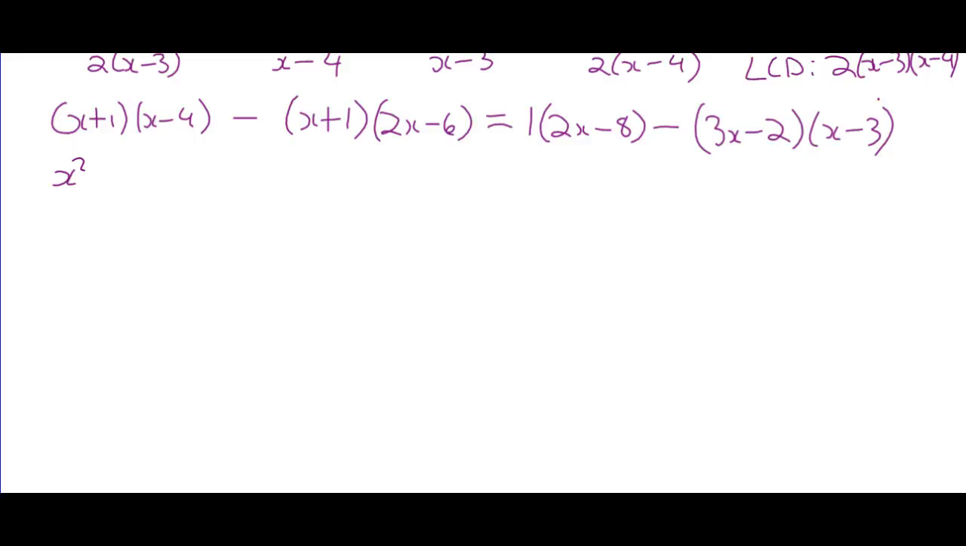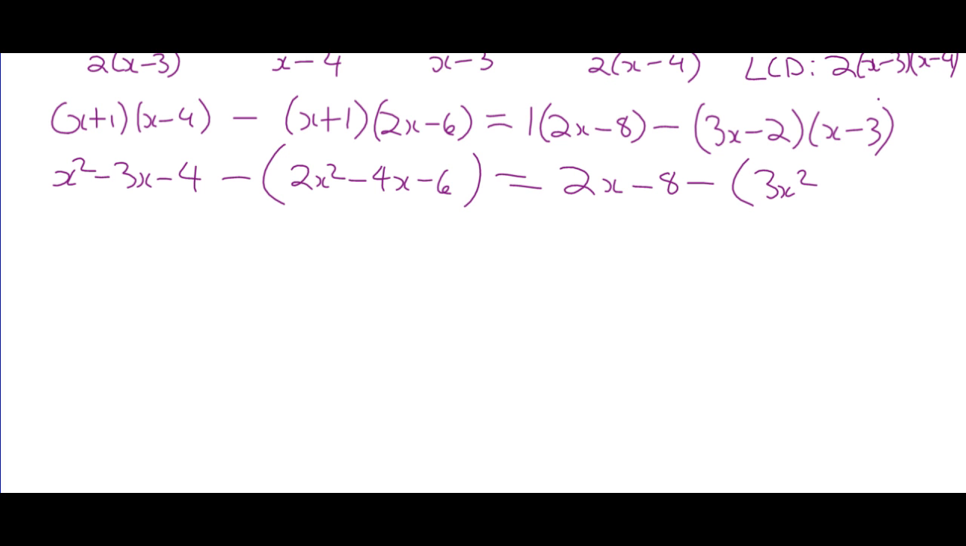So we have x squared minus 3x minus 4 minus 2x squared minus 6x plus 2 minus 4x minus 6. So I'll deal with that minus later. I don't want to do them both at once because I'll mess up if I haven't already. And I got 2x minus 8. Minus, and again, I'll do the same thing here. So 3x squared minus 9 minus 2 is minus 11x plus 6.